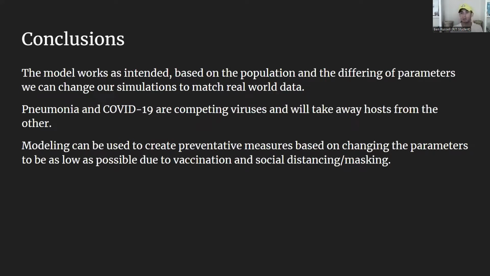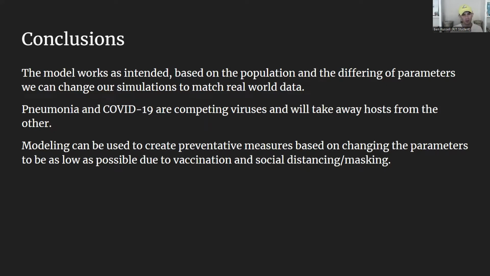So a couple of conclusions that we can derive. The model works. It works exactly how we thought it would. And it's very good at predicting how things are going to work, like how pneumonia and COVID-19 compete for each of the hosts. COVID ends up being much more of an endemic than pneumonia.